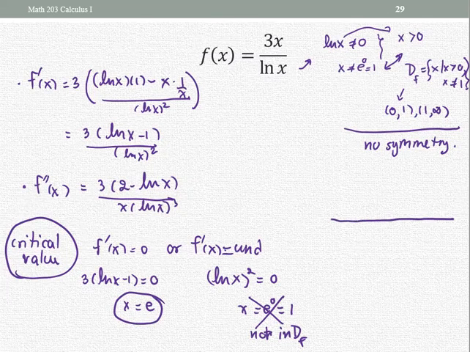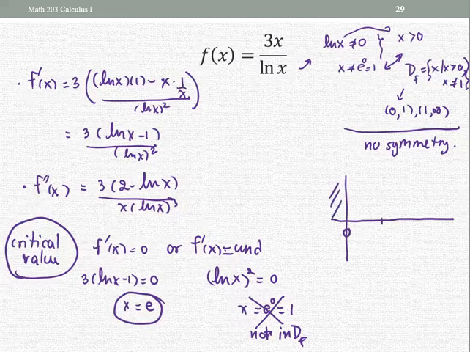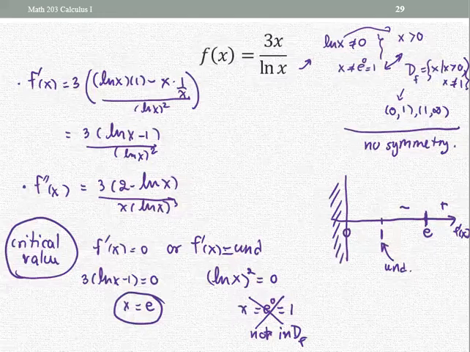Draw the real number line. For this function, the domain is the numbers greater than 0. Skip the value 1, so this is the undefined point. And locate the point e, which is the critical number. And we look for the sign of f prime. For any value greater than e, f prime is going to be positive. Between 1 and e, negative. And also between 0 and 1, the sign of f prime is negative.